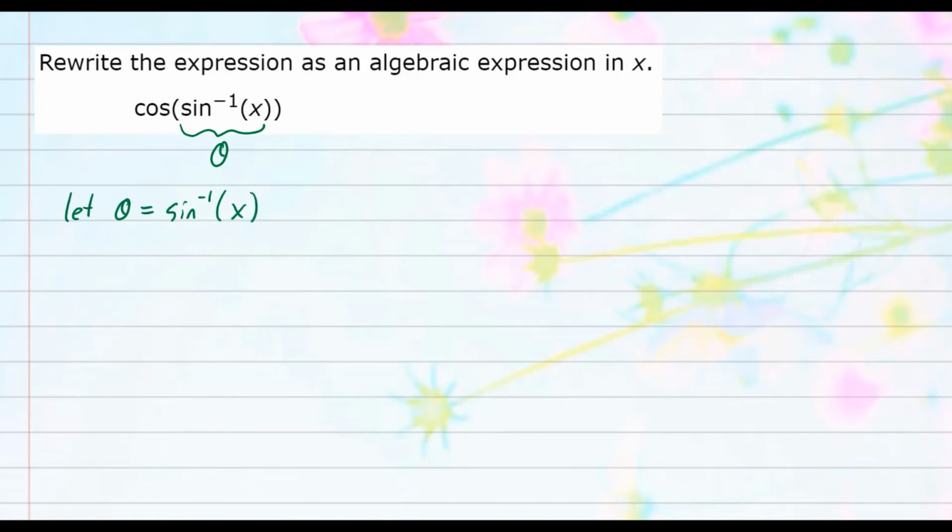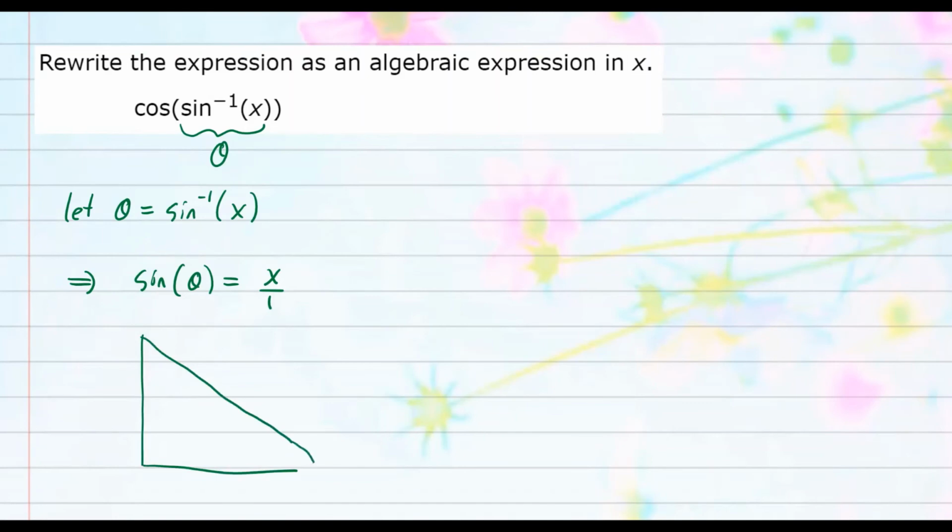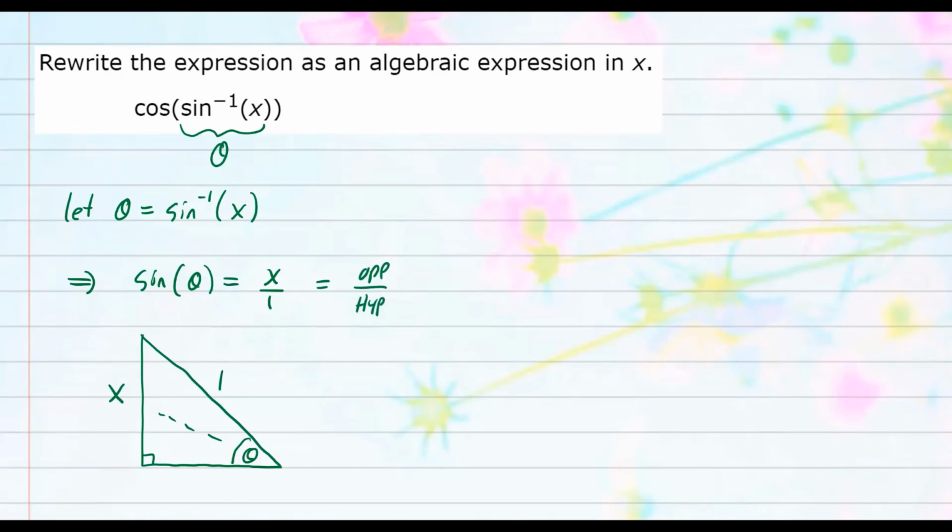So now we apply sine on both sides. This means that sine theta is equal to x. And I'm going to write x over 1 so that we have that fraction line. Now we draw the right triangle. So here's our right triangle. Let's draw a nicer triangle. So here you go. And let's suppose theta is here. Across from it is the opposite, and this is the hypotenuse, because sine is opposite over hypotenuse.